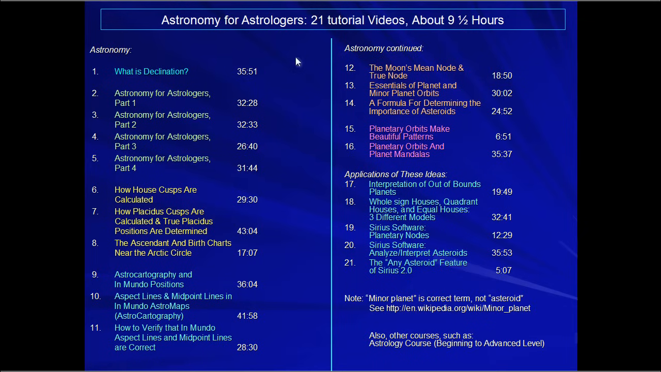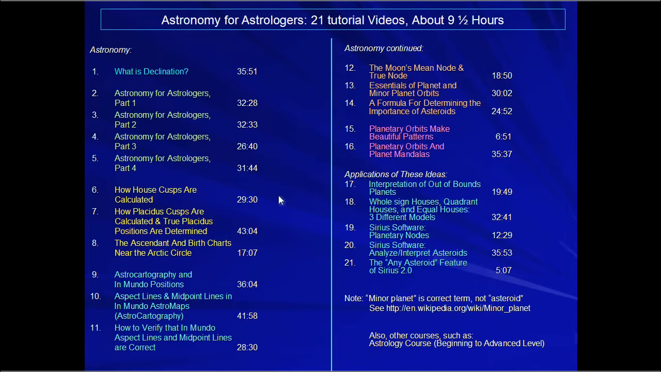So after the first 5 videos, you really understand astronomy for astrologers. You'll really have some expertise in it if you just do those first 5 videos. Now, if you're also interested in, for example, how house cusps are calculated, that's in the 6th video, the first of these 3 videos in yellow, which are on house cusps. And so that's in the 6th video, how house cusps are calculated.